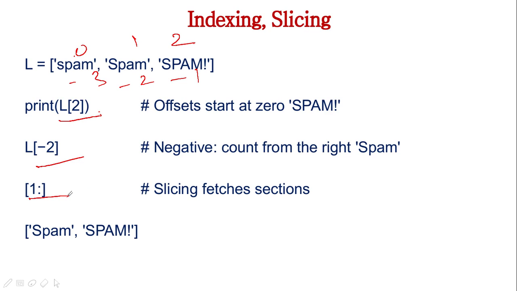And for slicing, I can just say 1 colon. So when I say L of 1 colon, I mean I start from the index 1. So I refer to this spam, this particular spam, and when I do not specify the end index, it means that it will go till the end of the list. So all the elements from index 1 will be included. There are only 2 elements, at index 1 and index 2.